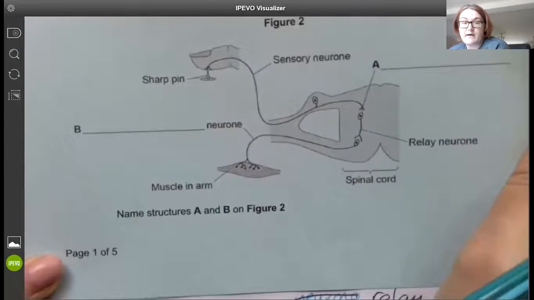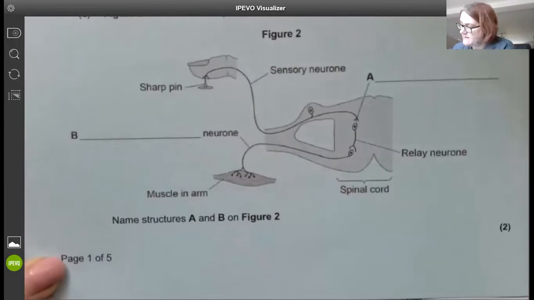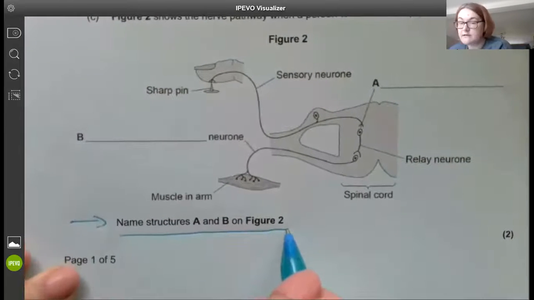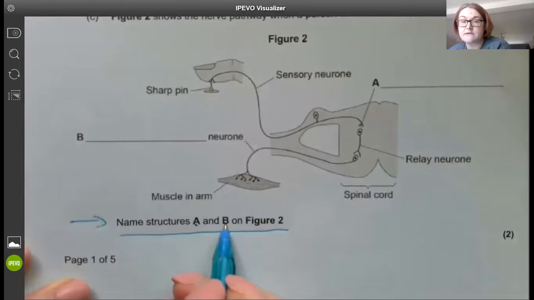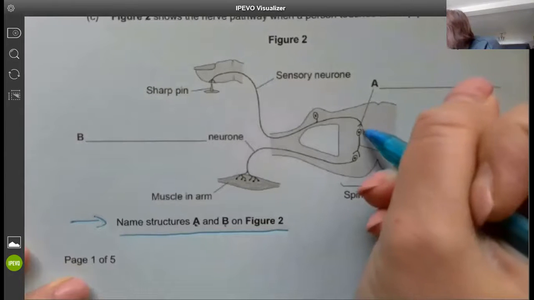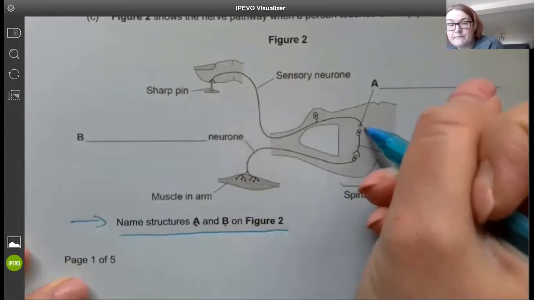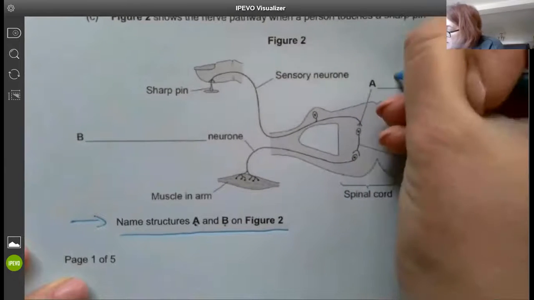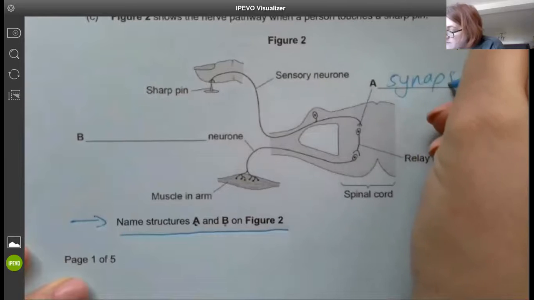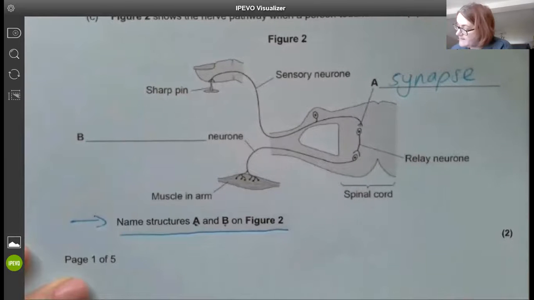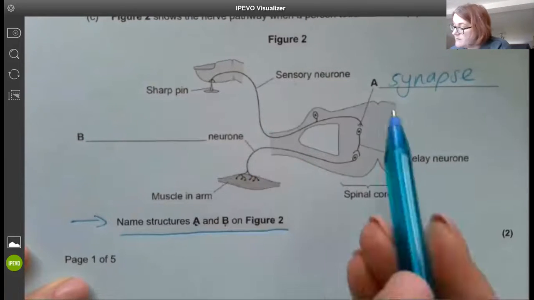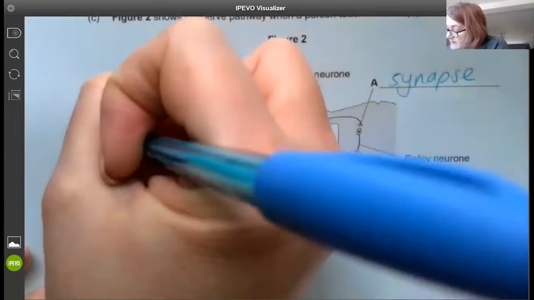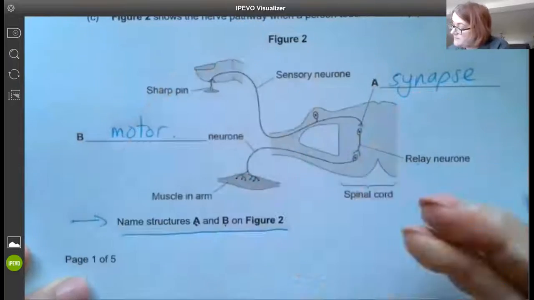So we've got a nerve pathway, and we need to make sure that we've spotted that there is a question, and it wants you to label structure A and structure B. Structure A is pointing to the gap between those two nerves, between the sensory neuron and the relay neuron, and you know that a gap between two nerves is called a synapse. You've got the sensory neuron label and the relay neuron label, so you've only got one label left, and that is your motor neuron.